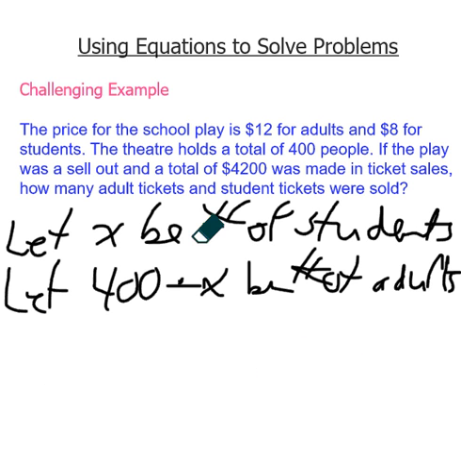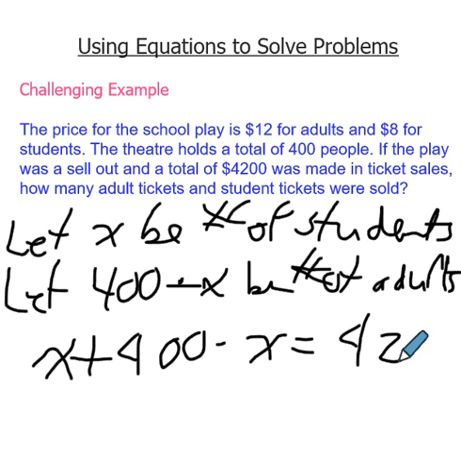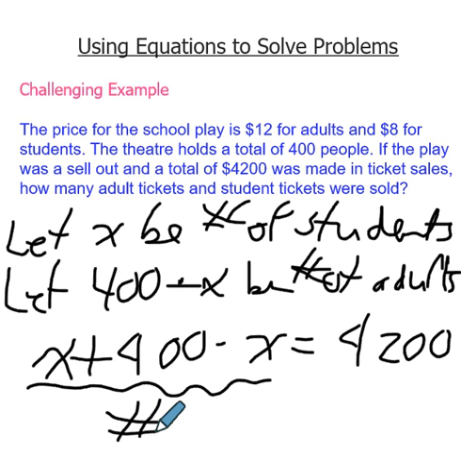So then you're going to say, oh, okay, but Dr. Annabelle, I know, you just make it equal to $4,200. So you say X plus 400 minus X equals $4,200. The problem is that these represent the number of people, and this represents money. Those aren't the same thing. You can't say this many people equals this much money. They aren't equivalent. That's what makes this a more challenging problem.